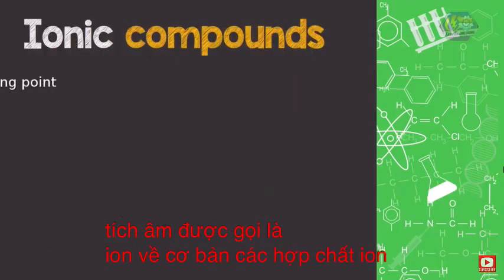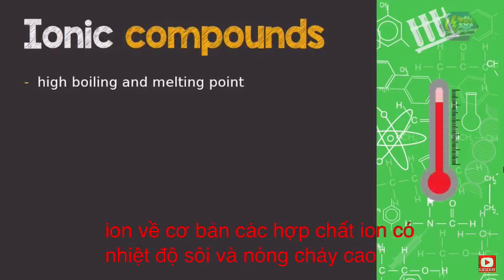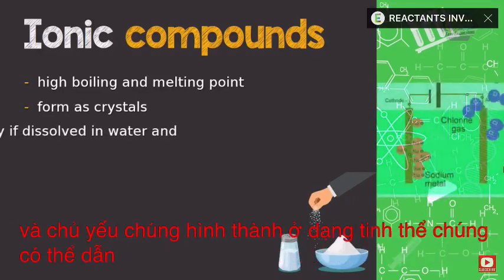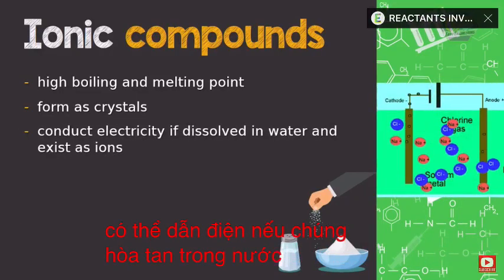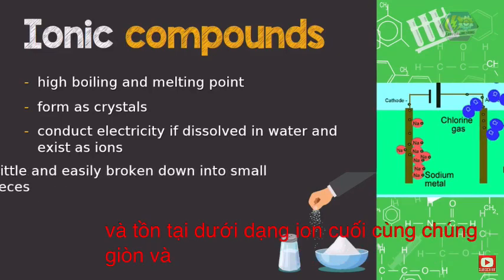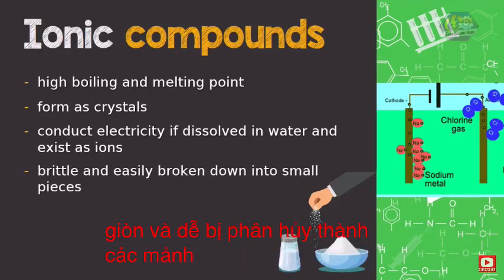Basically, ionic compounds have high boiling and melting points, and mostly they form as crystals. They can conduct electricity if they are dissolved in water and exist as ions. Lastly, they are brittle and easily broken down into small pieces.